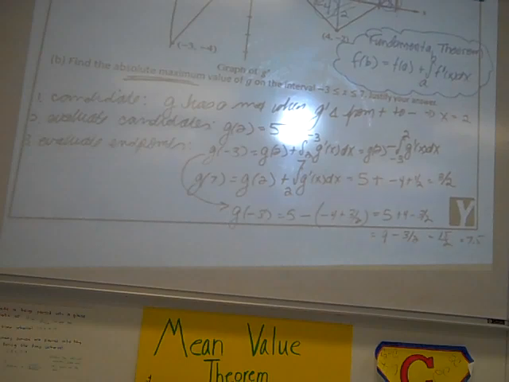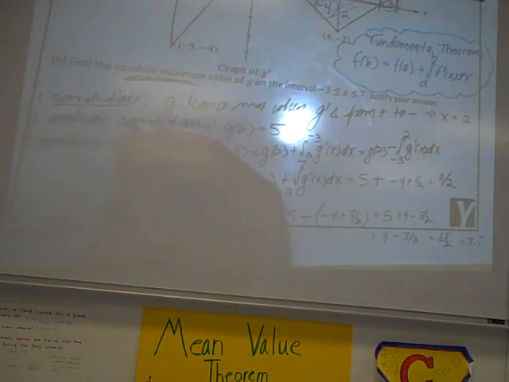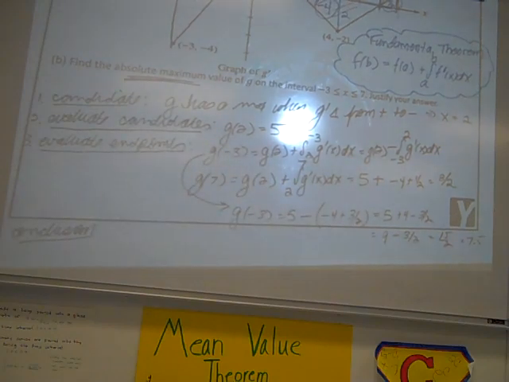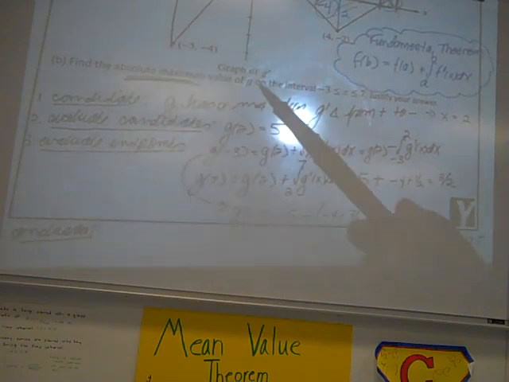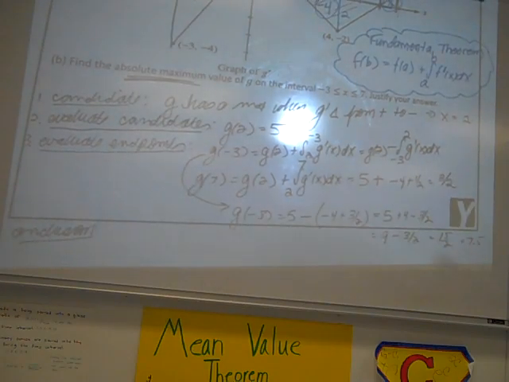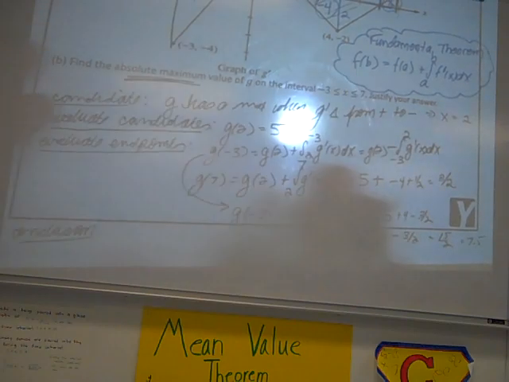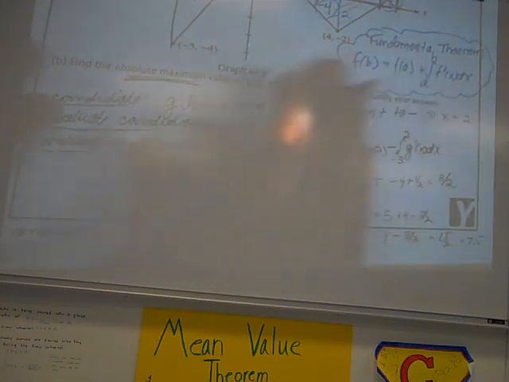Now, before you say this is the longest problem ever, we have to actually answer their question. So step 4 is always your conclusion. Step 1 was identify your candidate. Step 2, evaluate your candidate. Step 3, evaluate the endpoints. Step 4, draw your conclusion. The question was, find the absolute maximum value of g on that interval. Justify your answer. Well, all of this is the justification.